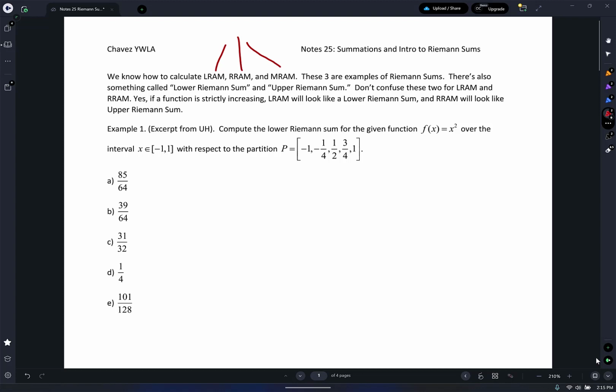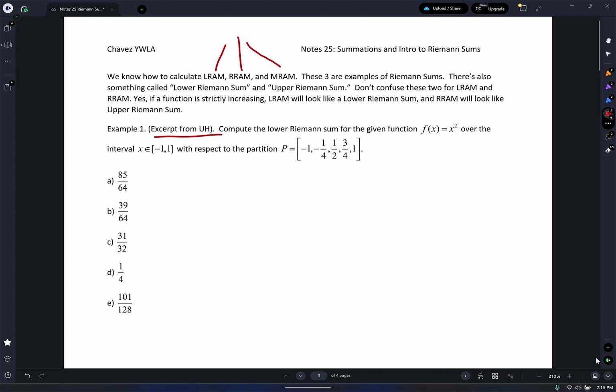And relax. What we did yesterday was where the delta x's were equal for all of the rectangles. So we had equal width for all the rectangles. They don't have to be equal width. This is not tested on the AP, but guess what? It comes out on the UH. It's the same principles. It's just a little different. So let's talk about what we mean.